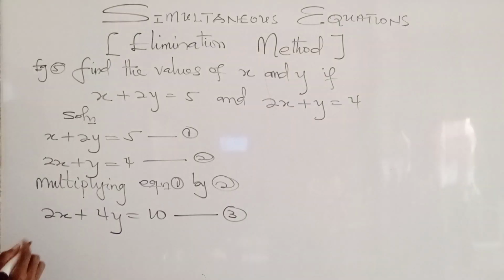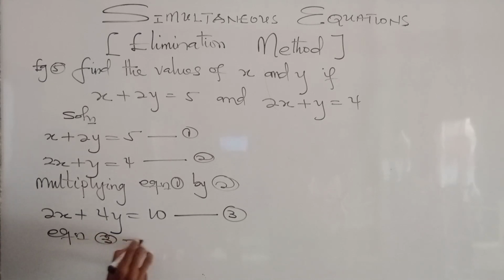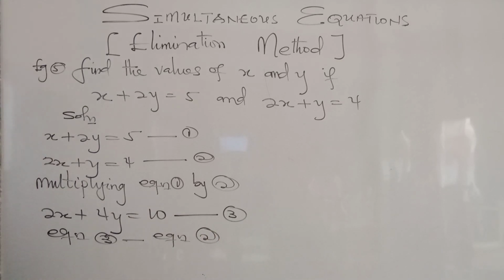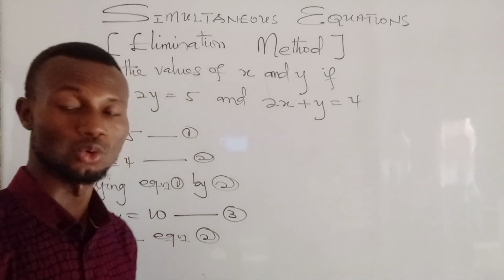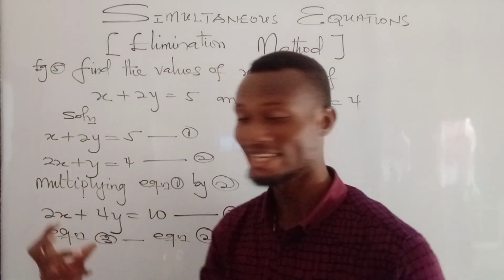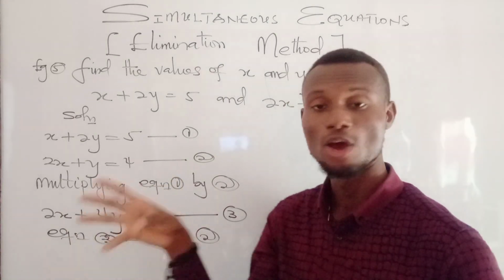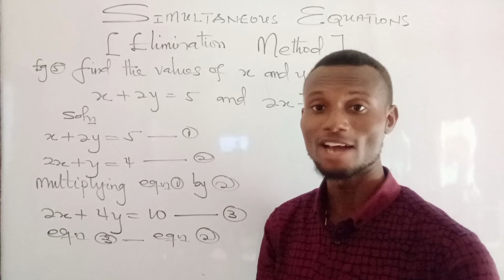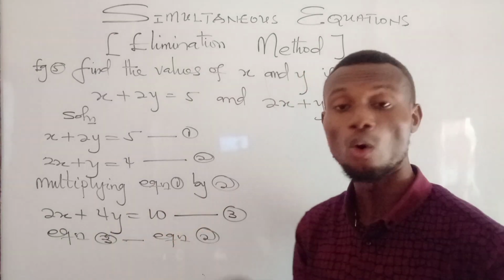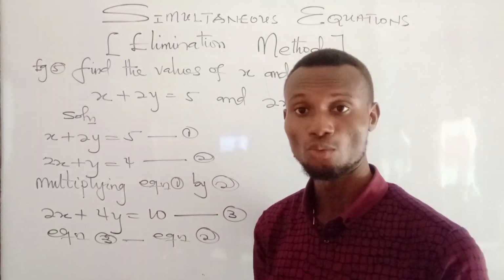So now I'm going to do equation 3 minus equation 2. I hope you understand and agree with me up to this point. It's the elimination process that I'm showing you. Now we want to eliminate s from equation 2 and equation 3. For us to achieve that, we either do equation 3 minus equation 2, or equation 2 minus equation 3. You get the same result.